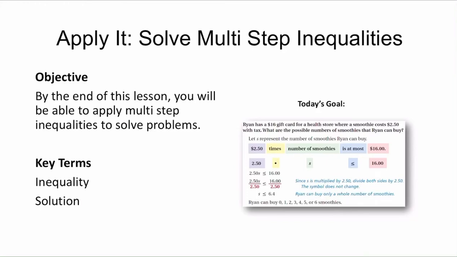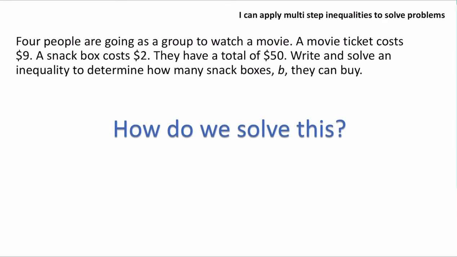So in this video, we're going to talk about how to apply multi-step inequalities to solving problems. So let's look at this problem. 4 people are going as a group to watch a movie. A movie ticket costs $9. A snack box costs $2. They have a total of $50. Write and solve an inequality to determine how many snack boxes B that they can buy.